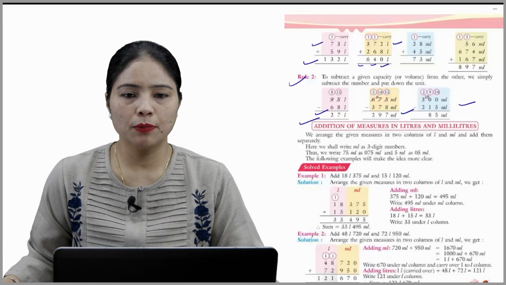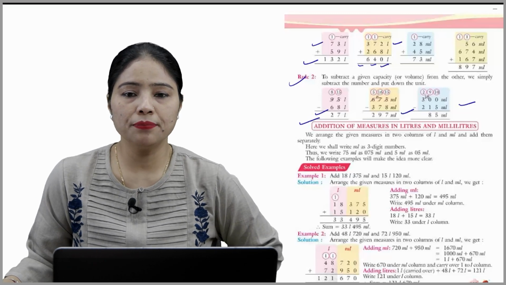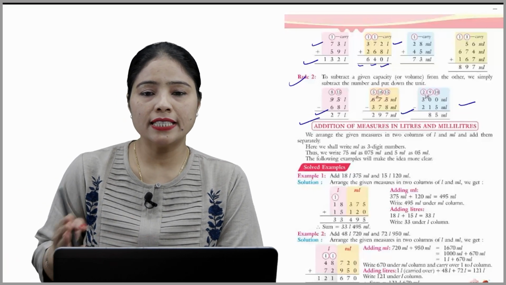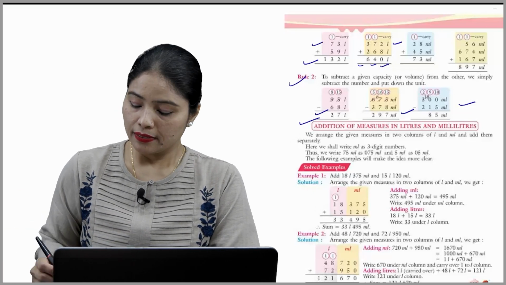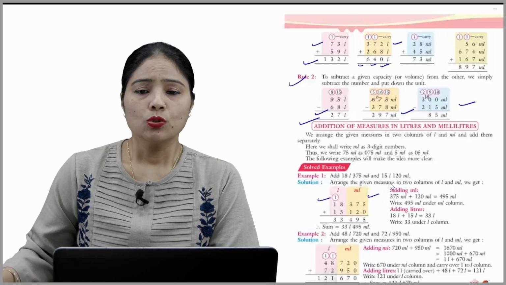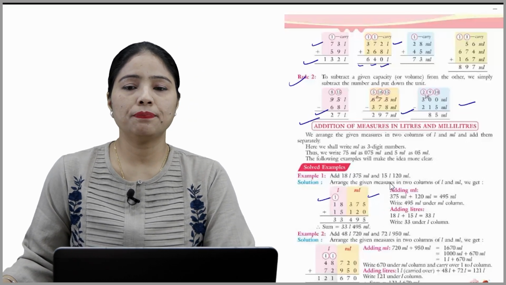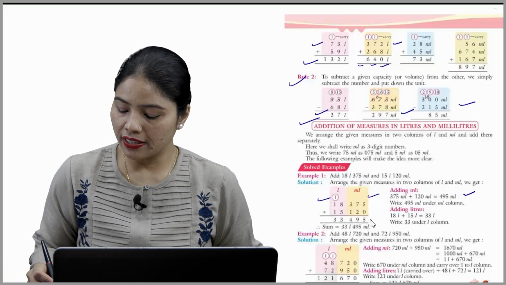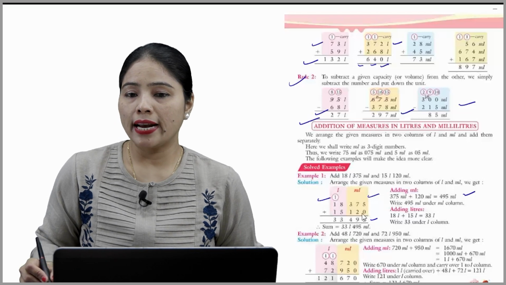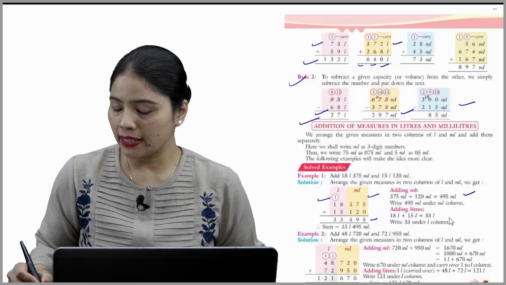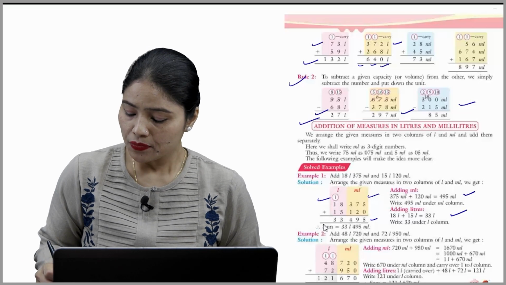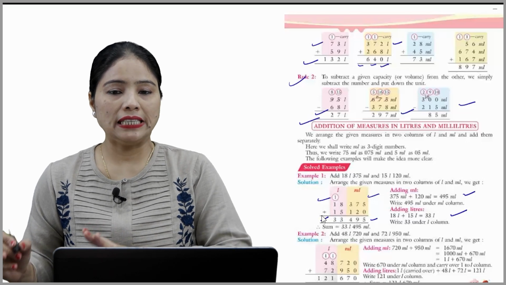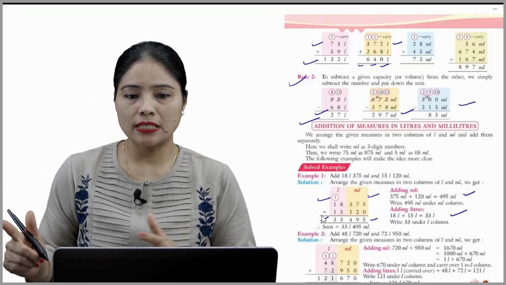Solved example, example number 1. Add 18 liter 375 milliliter and 15 liter 120 milliliter. So for that, arrange the given measures into two columns like liter and milliliter. Adding milliliter first, 375 plus 120 is 495 milliliter. So write it 495 here in the milliliter column. Now add liters. 18 plus 15 is 33 liters. So write it 33 in the liter column. So the answer is 33 liter 495 milliliter. Hope you understood. Now see the example number 2.